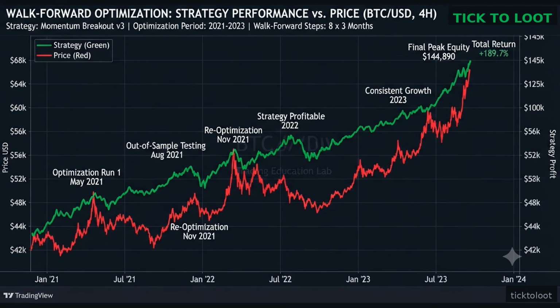Another important aspect of in-sample and out-of-sample testing is risk management. By using out-of-sample testing, you can get a more accurate picture of the risks associated with your trading strategy. This can help you to adjust your risk management parameters, such as your position size and stop-loss levels, to minimize your losses and maximize your profits.